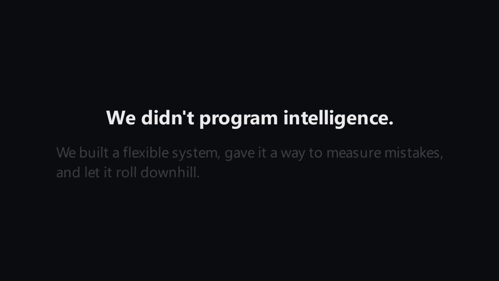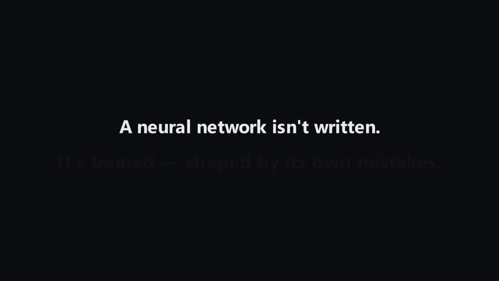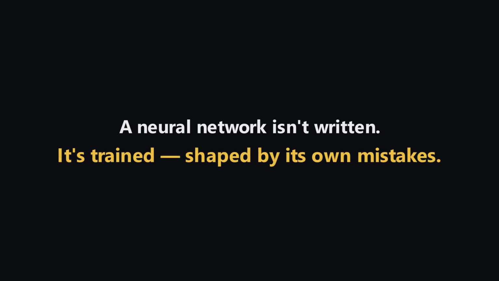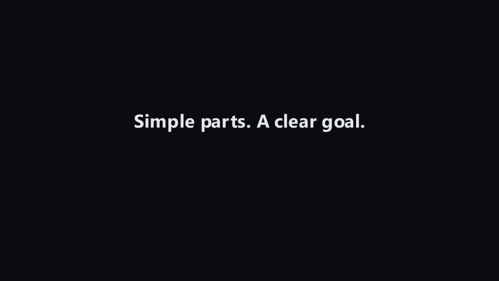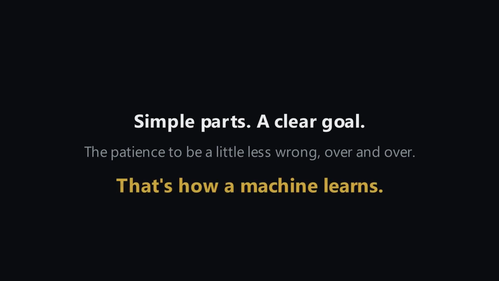So step back and look at what just happened. We didn't program intelligence. We built a flexible system, gave it a way to measure its mistakes, and let it roll downhill. No rules for what a 7 looks like. Just examples, an error to minimize, and millions of tiny corrections. A neural network isn't written. It's trained, shaped by its own mistakes, the same way we learn most things that matter. Simple parts, a clear goal, and the patience to be a little less wrong, over and over. That is how a machine learns.